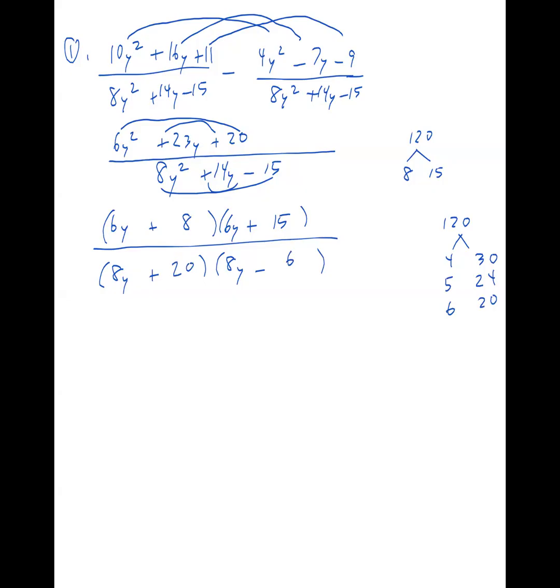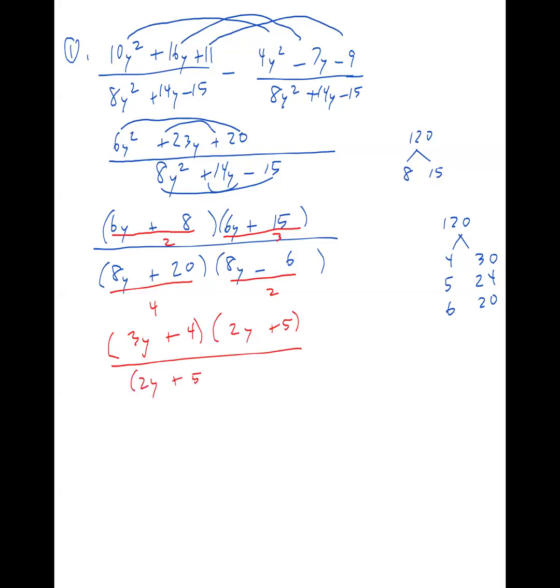Next, I need to reduce the extraneous factors. So divide this one by 2, divide this one by 3, divide this one by 4, divide this one by 2. So then we'll get 3y plus 4, and then 2y plus 5. And then I'll have 2y plus 5 and 4y minus 3. So the 2y plus 5 cancels, and the final answer is 3y plus 4 divided by 4y minus 3.